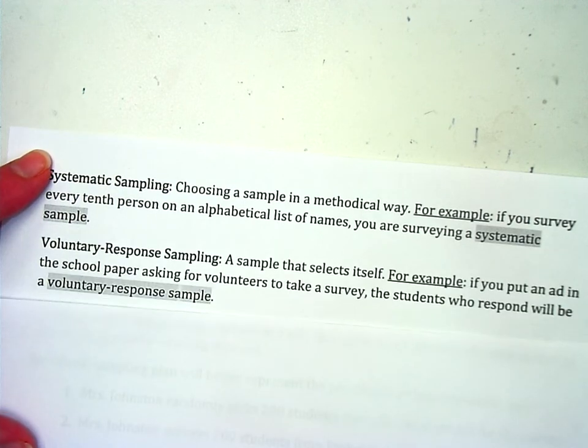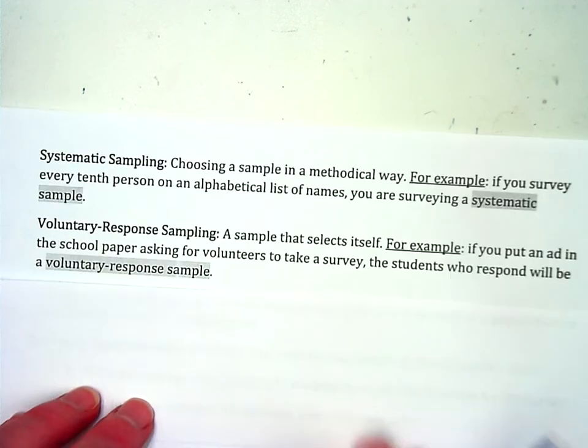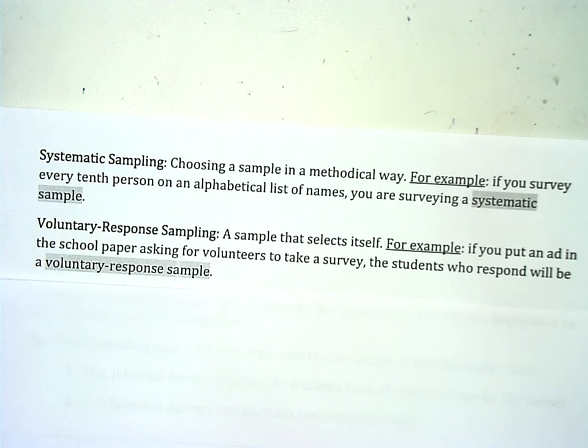Then another type of sample is a voluntary response sample. That sample selects itself. For example, if you put an ad in a school paper asking for volunteers to take a survey, then the students who respond will be a voluntary response sample.